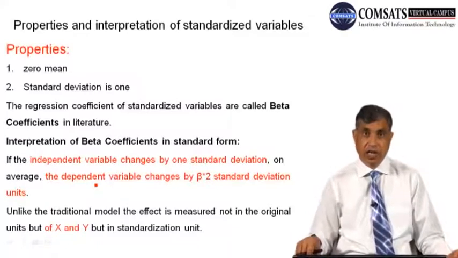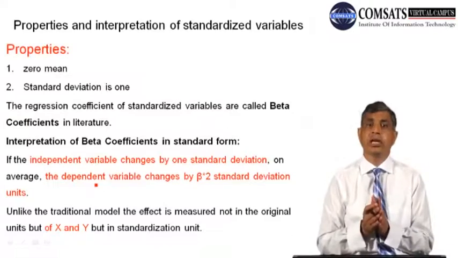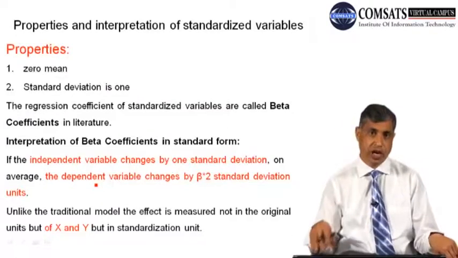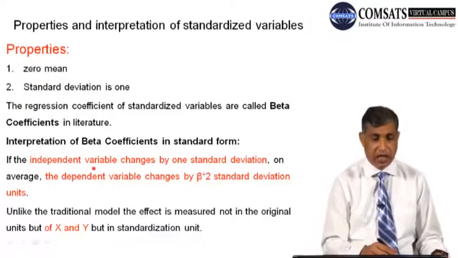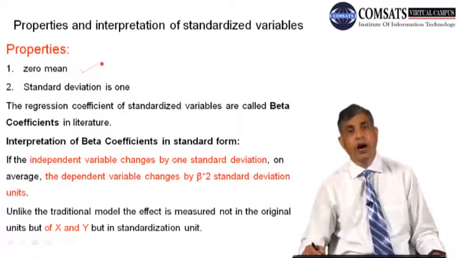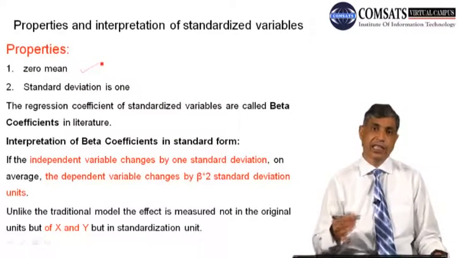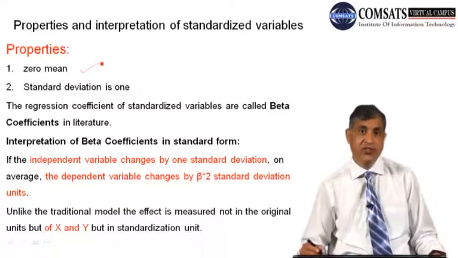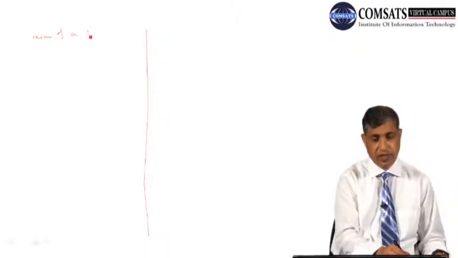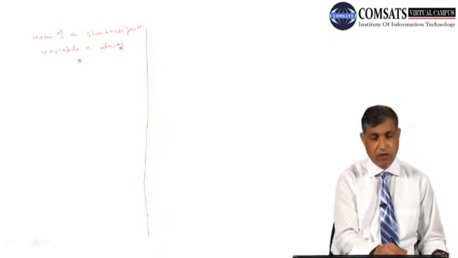Properties and interpretation of standardized variables. Standardized variables are very beneficial, but we may say that there are maybe some drawbacks. First we are looking at its properties. The first property is that the mean of a standardized variable is always equal to zero. Again, listen, that is a very interesting and simple property. We are going to prove that the mean of a standardized variable is always equal to zero.